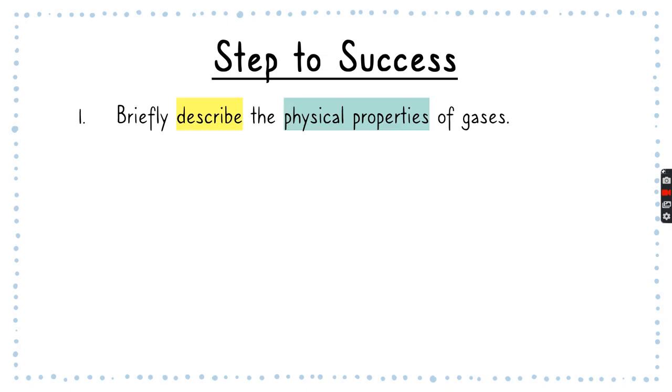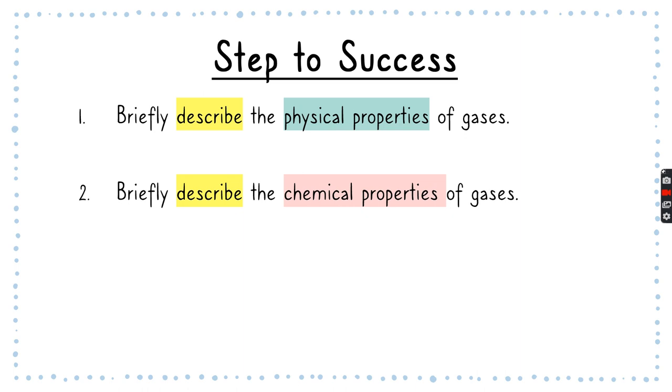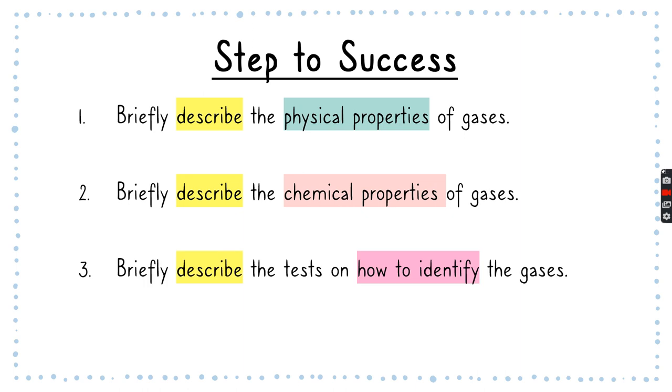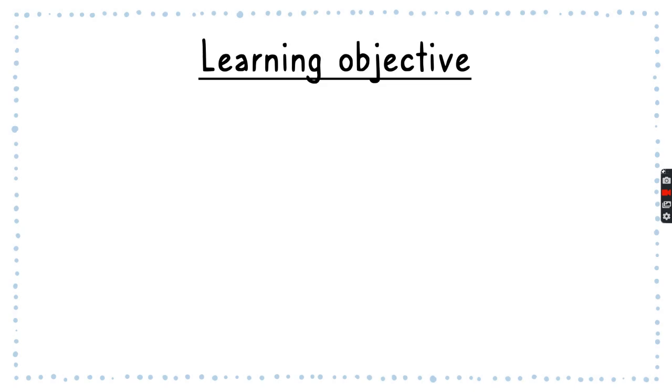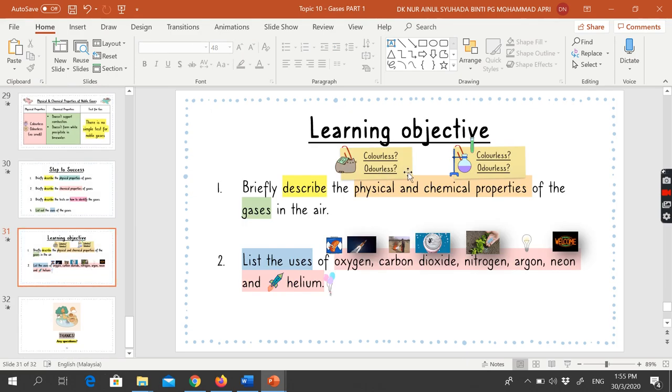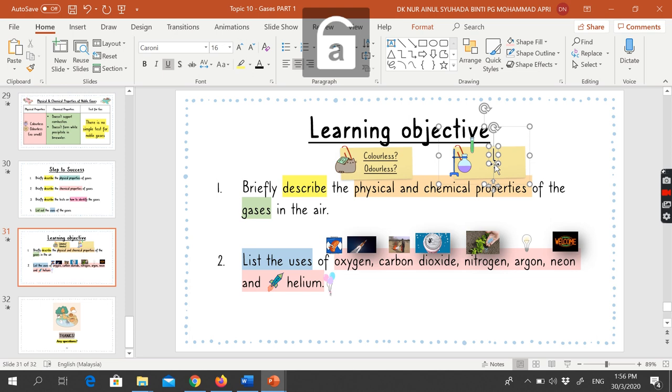So let's look at our steps to success. We briefly described the physical properties of gases. We also described the chemical properties of these gases. And we also talked about how to identify some of these gases and list out the main uses. If you look at our learning objective, I need to change this one. I'll update you guys on Google Classroom. When we talk about physical properties, we're looking at whether it is colorless or odorless. And chemical properties are mainly about chemical reactions.